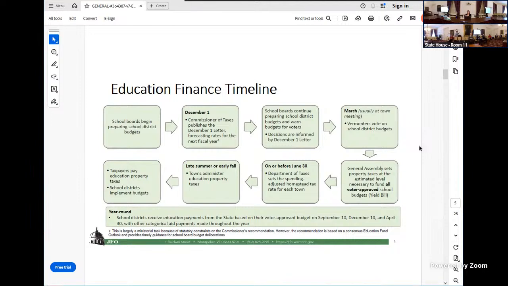Late summer, early fall, towns start to administer those property taxes. And then taxpayers over the course of the year are paying their education property taxes to the statewide education fund, and school districts are implementing their budgets. So it really is a circular process.